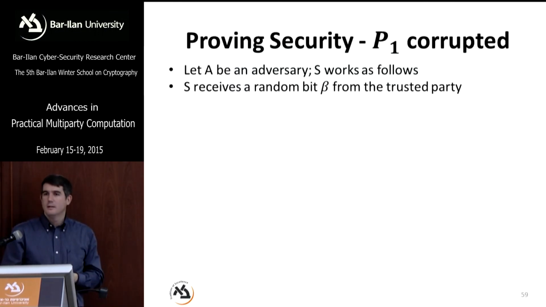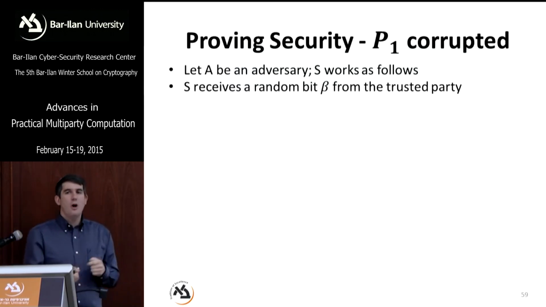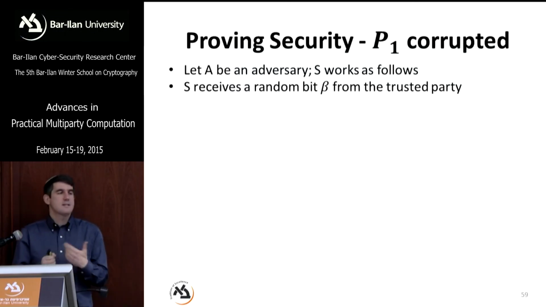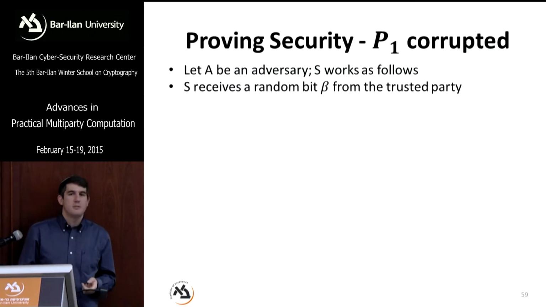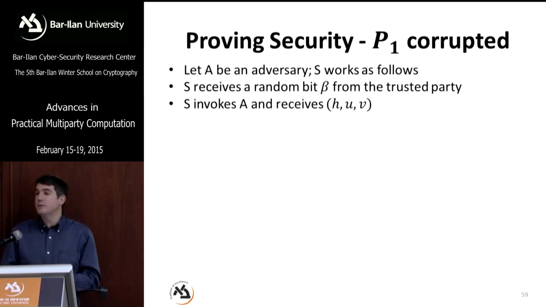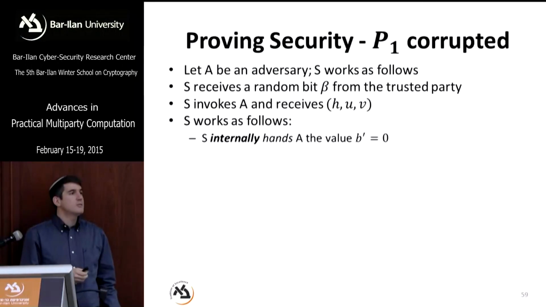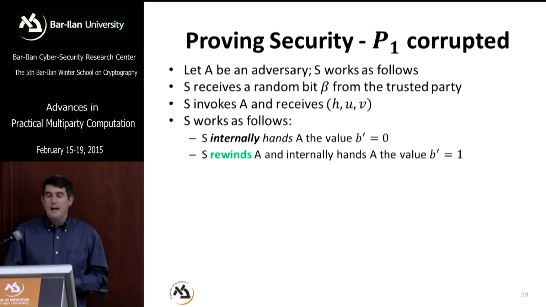and have the result of the execution be this random bit that he got from the trusted party. Now it's somewhat, again, paradoxical, because we said that the whole point of the protocol is you're unable to bias the output. So if no party is able to bias the output, why suddenly is a simulator able to make the result be what it wants? And the reason is that he has a secret trick up his sleeve, which is called rewinding. So S invokes the adversary A and receives back H, U, and V. And then S works as follows. S internally hands A the value B prime equals 0. And then he rewinds A and hands A the value B prime equals 1.